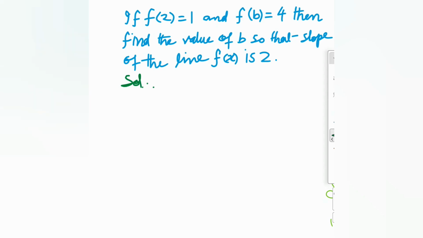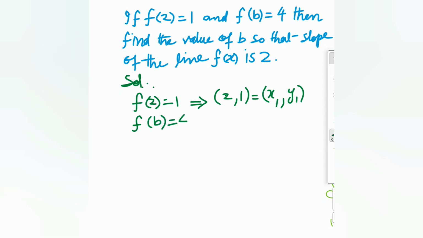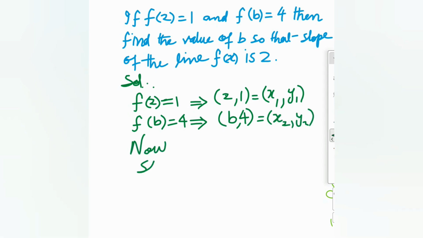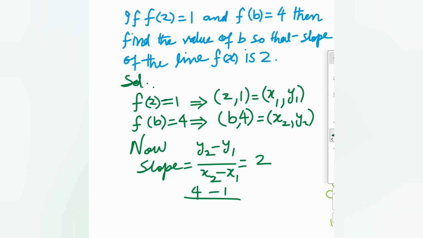So how can we extract the information from it? f of 2 equal to 1 gives us the point (2, 1). Then f of b equal to 4 gives us the point (b, 4). We can name them (x1, y1) and (x2, y2). Now the slope formula is (y2 minus y1) divided by (x2 minus x1). By substituting values, y2 is 4, and the slope is given as 2. So (4 minus 1) divided by (b minus 2) is equal to 2.